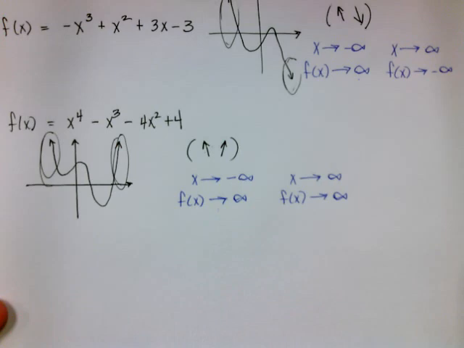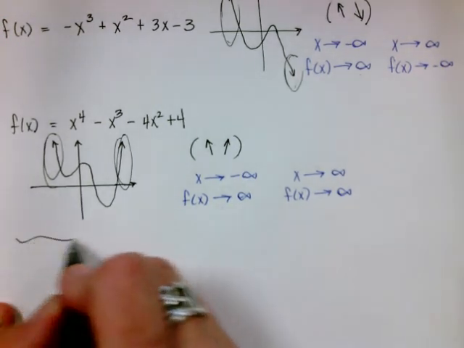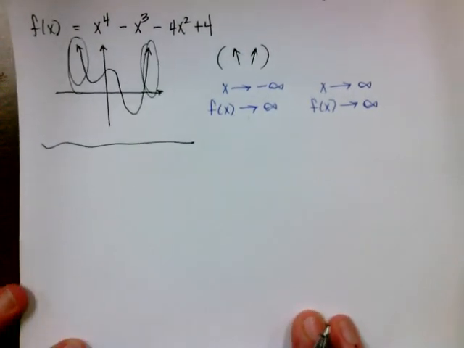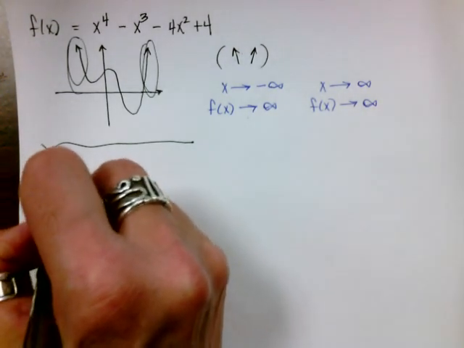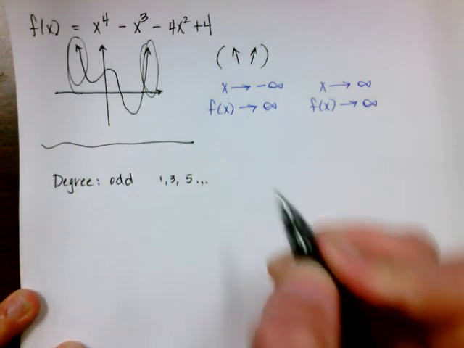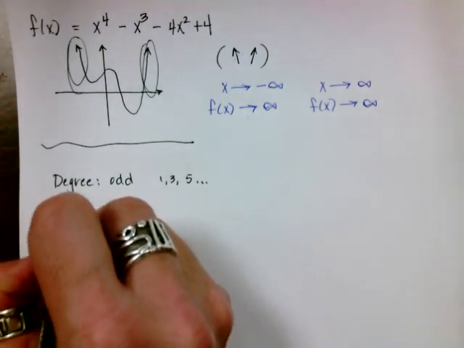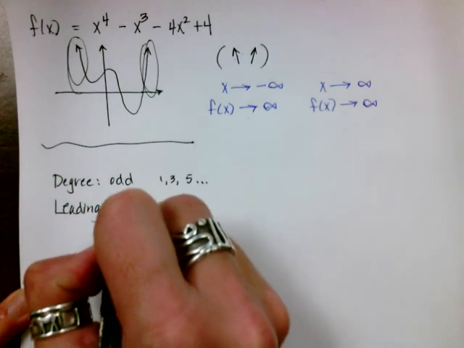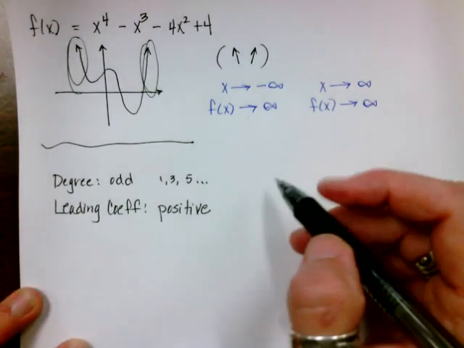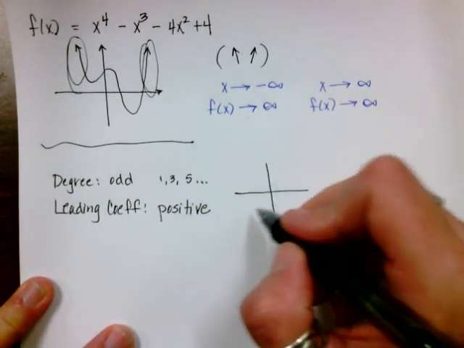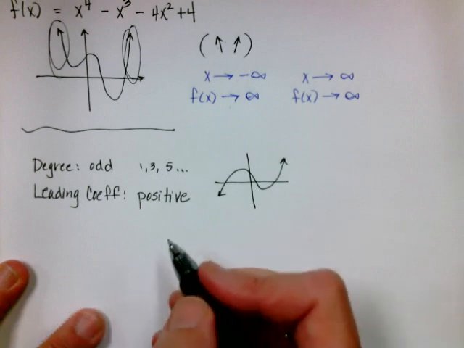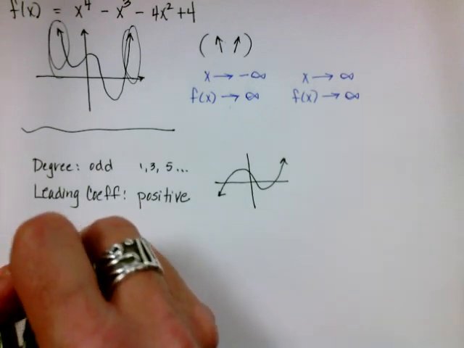Okay, the last thing that I'm going to do is kind of condense some of this information and talk about graphs in general, all right? So let's say I have an equation and the degree is odd, like 1, 3, 5, something like that. And my leading coefficient is going to be positive. Okay? Then what that means is that the graph, very, very generally, might look something like that. Alrighty.